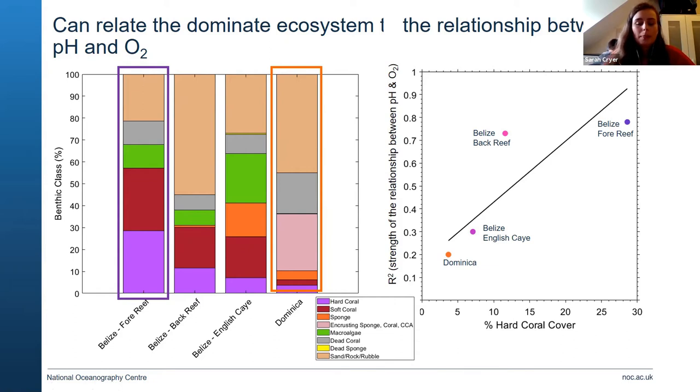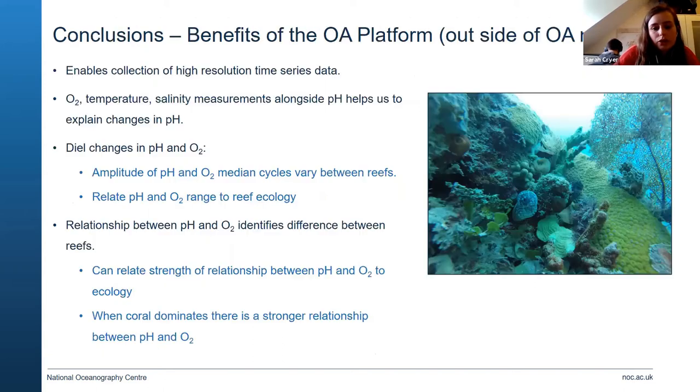And while it's harder to compare between the different sites, if you were measuring the same site annually, at the same month or something, you might see a shift in this relationship between pH and oxygen, which may be able to tell us that the reef is degrading over time. So that was just a brief tour of what you can start to identify with these ocean acidification monitoring platforms, that's not just monitoring of ocean acidification.